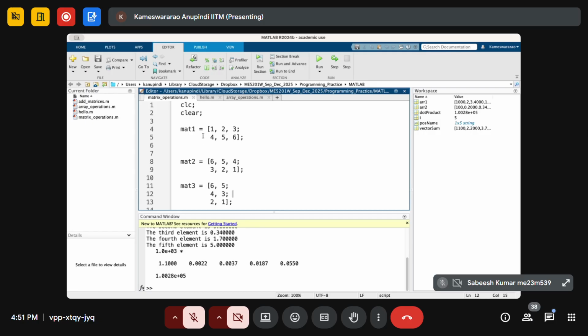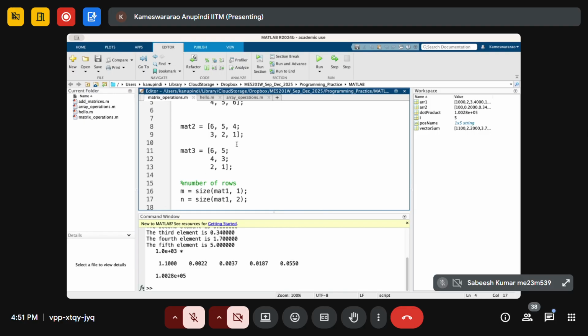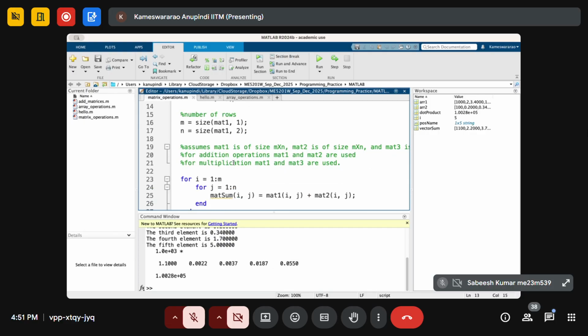Similarly, in this matrix operations program, I defined mat1 as... these are the rows. Whenever you have a semicolon, it goes to the next row. Mat 1 and 2 I have given as 2 by 3 matrices. Mat 3 I have given as 3 by 2 because I'll be able to multiply these matrices. Then, using the size command, I get the rows and columns into M and N.